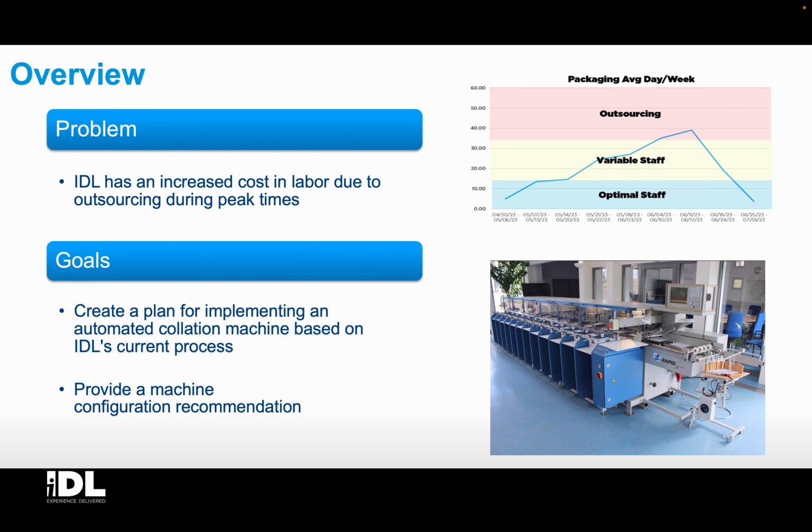within their supply chain. Our goals as a team are to create a plan to implement an automated collation machine that's based on the current manual process of pick and packing signs. We'd also like to provide a machine configuration recommendation.